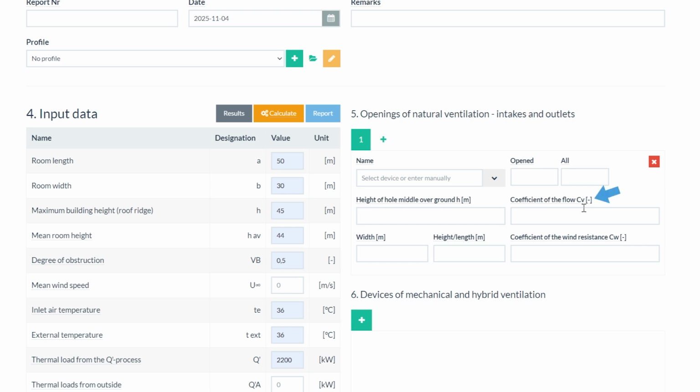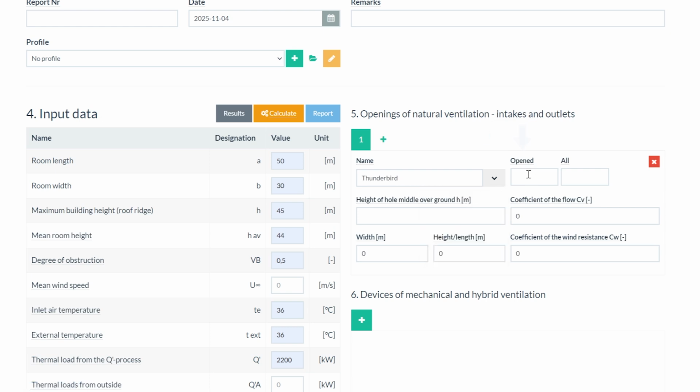If the natural ventilation unit has the appropriate tests and certificates, this coefficient should be provided by the manufacturer. At the same time, it must be said that the program is independent of any manufacturer. You can enter any devices, but to speed up this phase, we will use the units that are listed here.